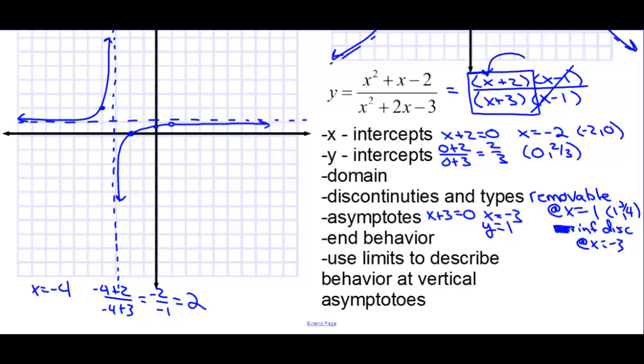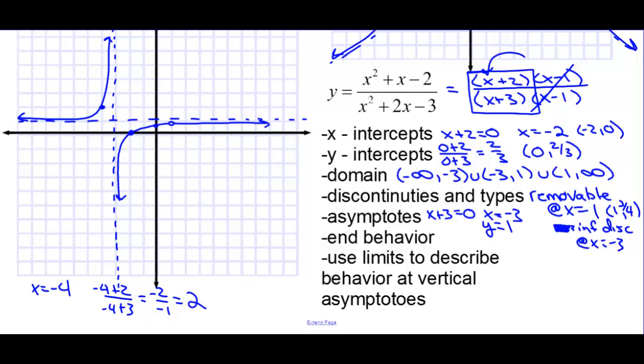Domain. Now we can go back and we can answer the other questions. The domain goes from negative infinity to negative 3, union with negative 3 to, where's that hole at? That hole's at 1, and then union with 1 to infinity. So there's the domain. You got to skip over the discontinuities, negative 3 and 1. I got both discontinuities. I got the infinite and the removable. I got the asymptotes, the end behavior.